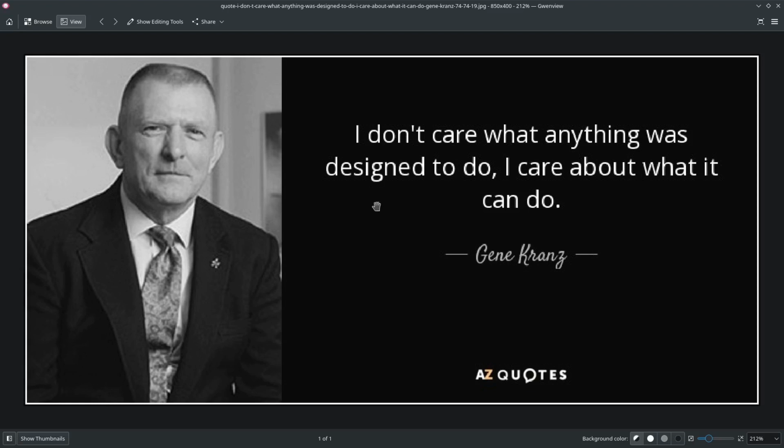There's a scene where they're arguing over what a piece of hardware can do, an engine in particular, and he says, "I don't care what anything was designed to do. I care about what it can do. I don't care what anything was designed to do. I care about what it can do."